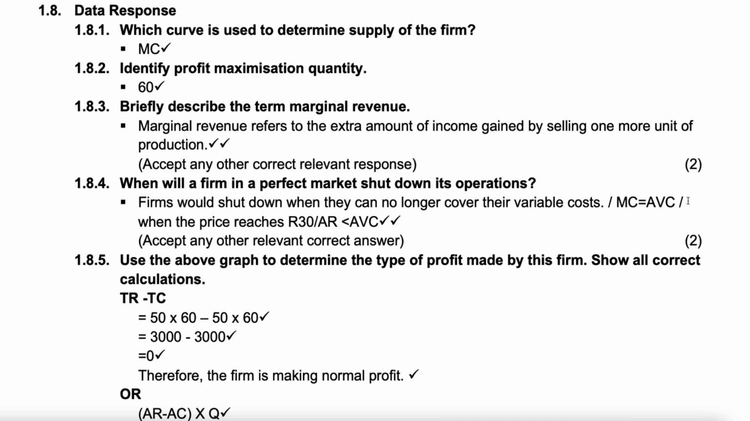Well, at the point where MC intersects AVC. I didn't mention that, but yes, I always say it. And then AR is less than or equal, must not just be less, because in this case, they will be equal. If the price goes to 30 Rand, that's the shutdown point. So it's more correct to say less than or equal, not just less.